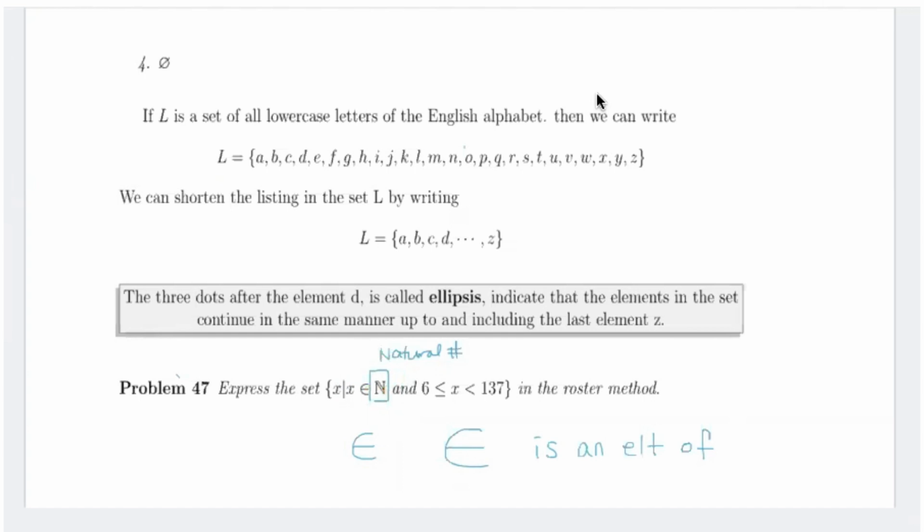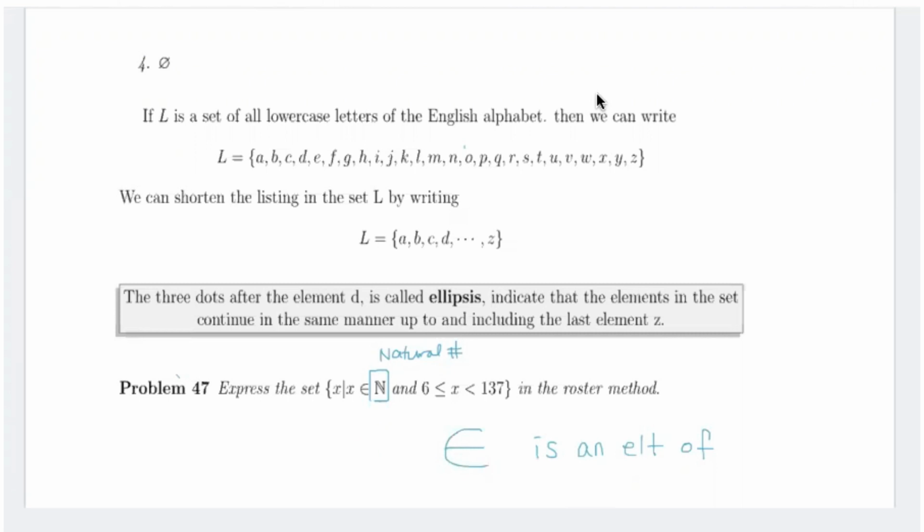X is an element of the natural numbers, meaning I do not care about decimal places or fractions. I only look at the natural numbers. X is an element of the natural numbers. Is an element of: the open mouth to the right, and then the bar inside.